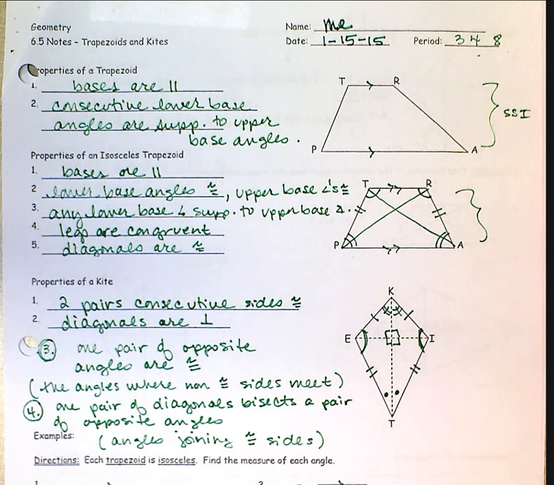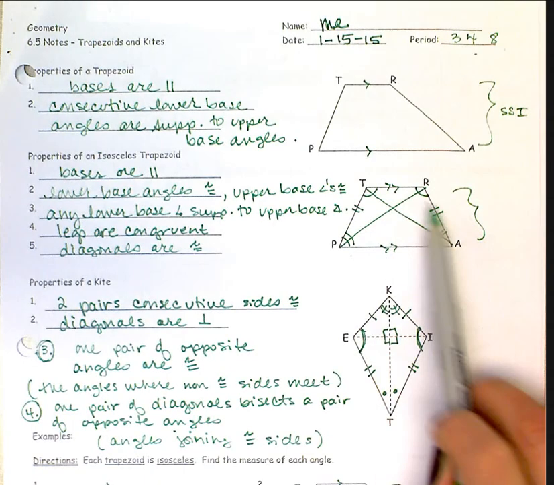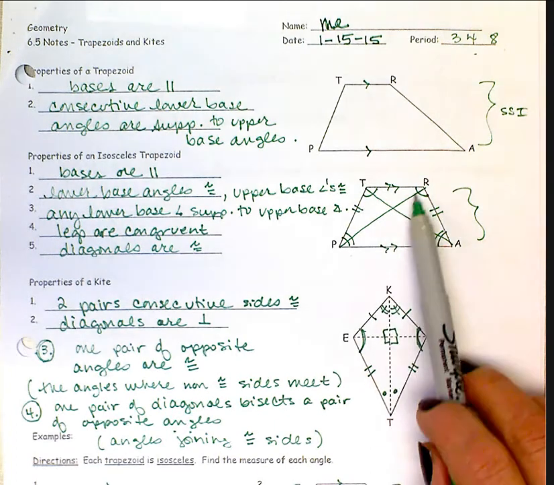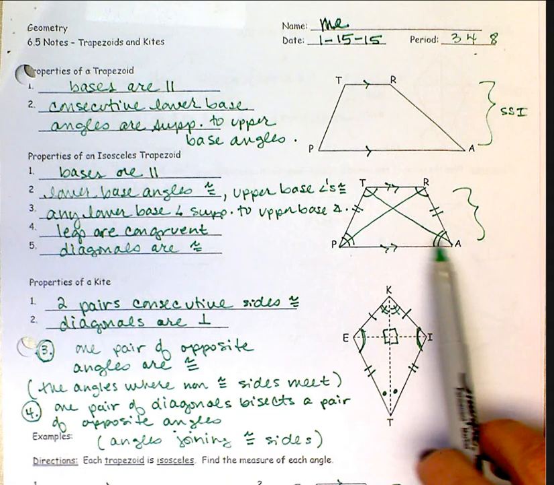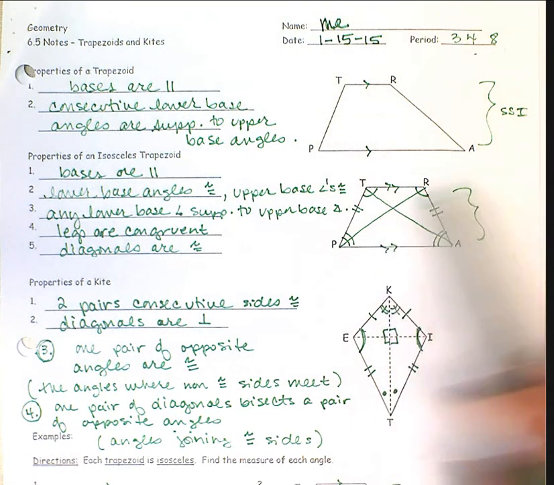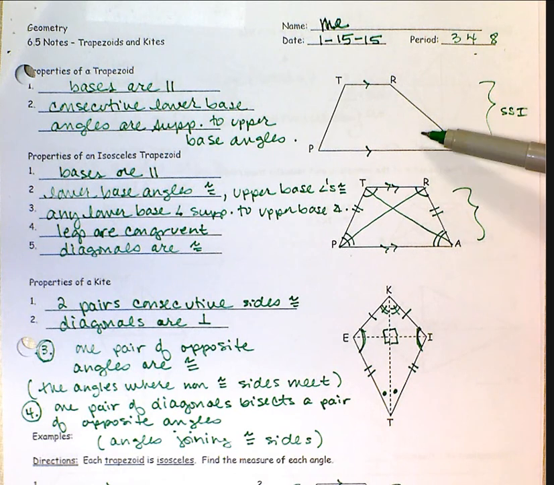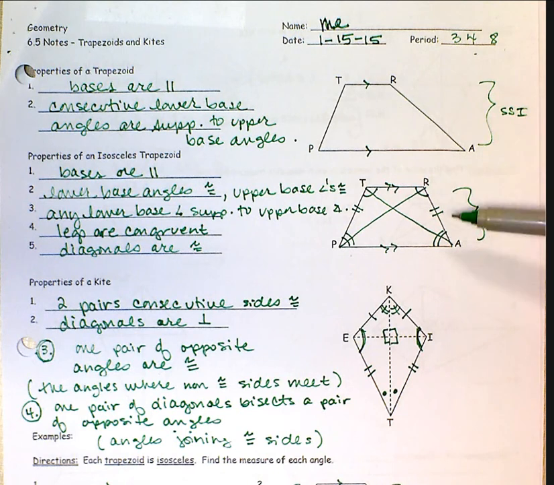If it's an isosceles trapezoid, then the two legs are congruent, the bases are still parallel, the diagonals are congruent, lower base angles and upper base angles are congruent, and any lower base angle is supplementary to its upper base angle. So a trapezoid, and clearly no relationship with diagonals here, and an isosceles trapezoid.